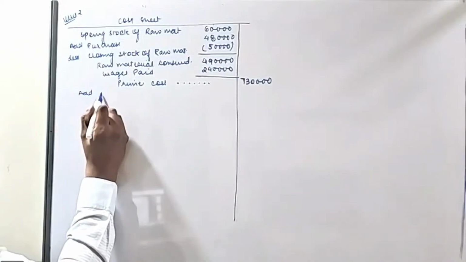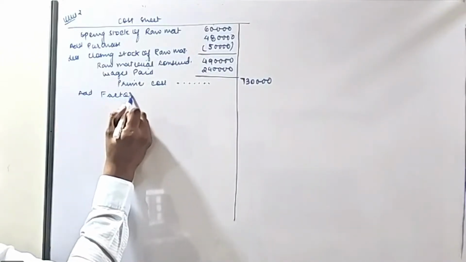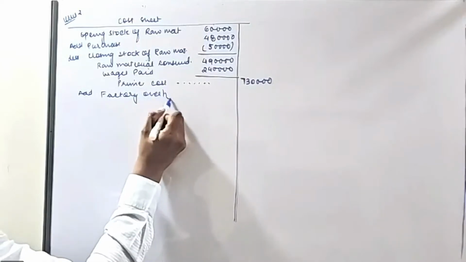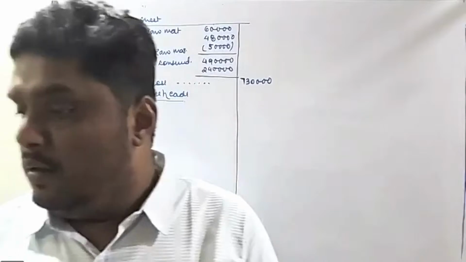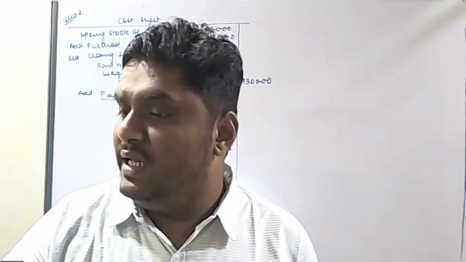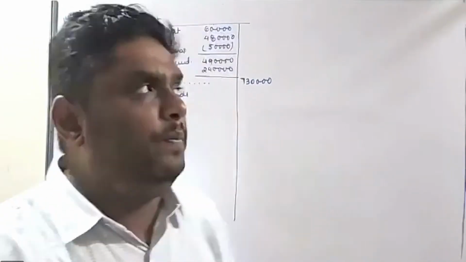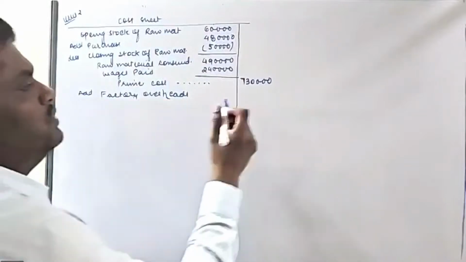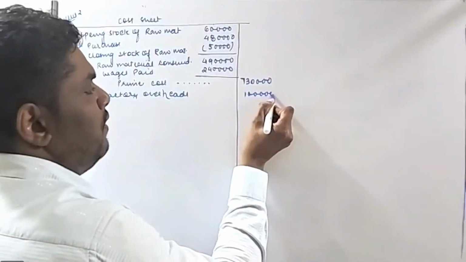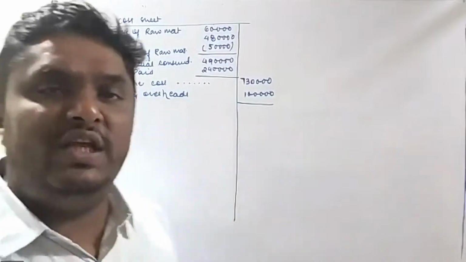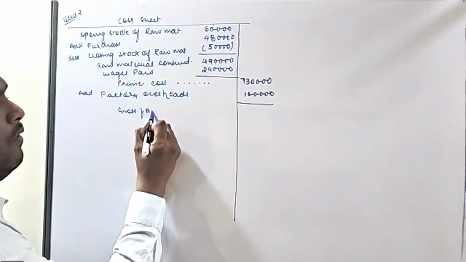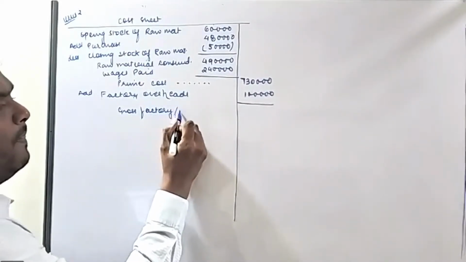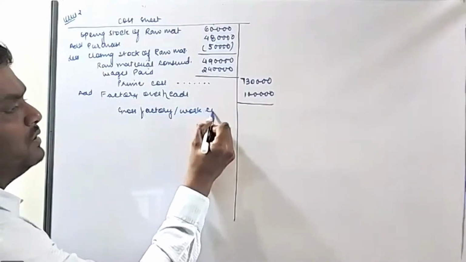In this, we will add all the factory overheads. So the factory overheads are given straight away, that is 1 lakh rupees. So we'll add the factory overheads. Since in this question, information is given as regards opening and closing work in progress, this figure will be what? My gross factory or works cost.